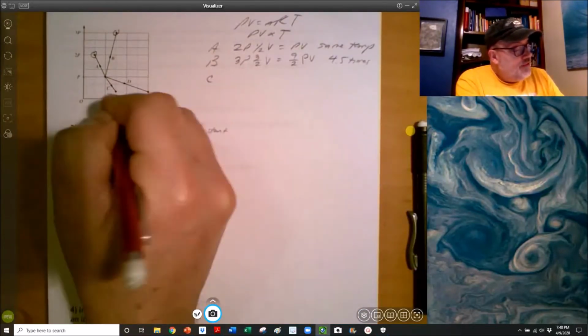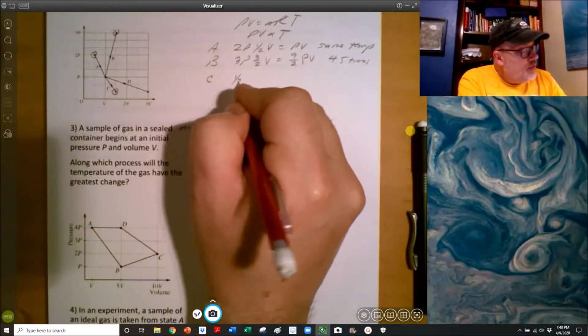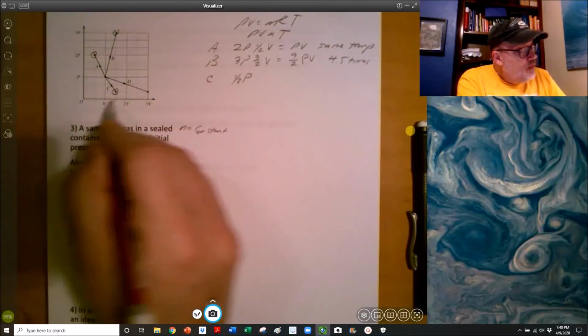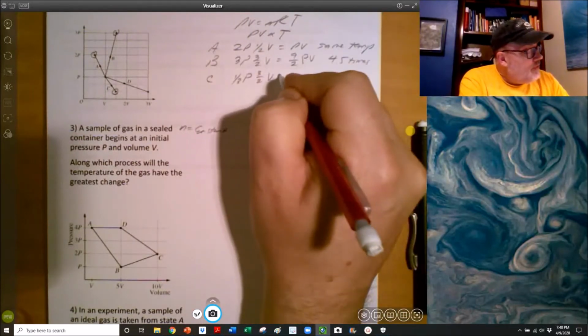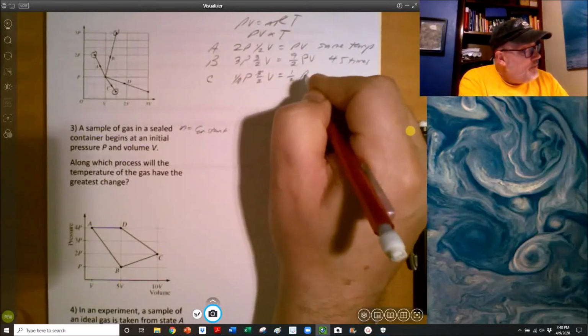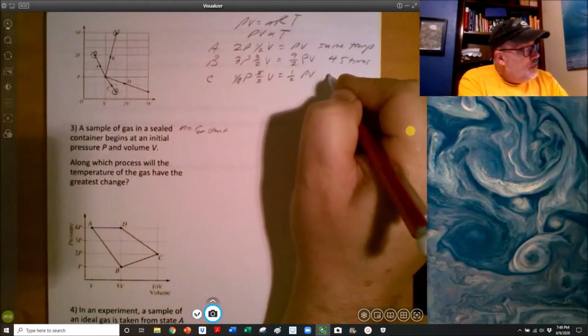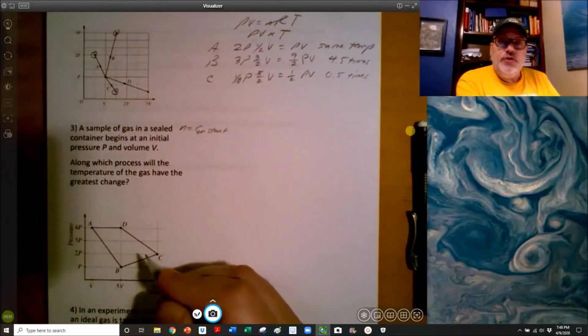All right, let's look at C. C's down here. In this one, we are at 1/3 the original pressure, and we are also at 3/2 the volume. And so what we end up with is these 3's cancel. So we have 1/2 the PV we started with. So this is 0.5 times the original.